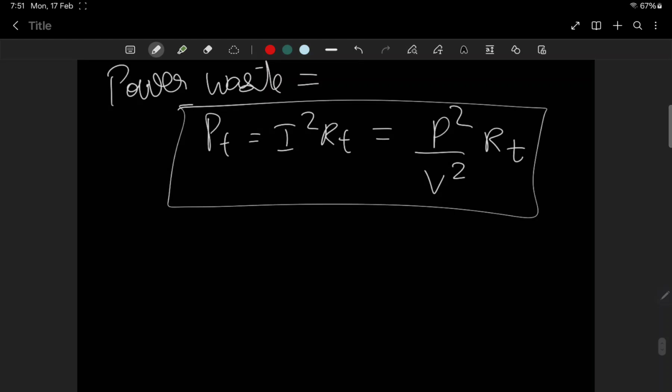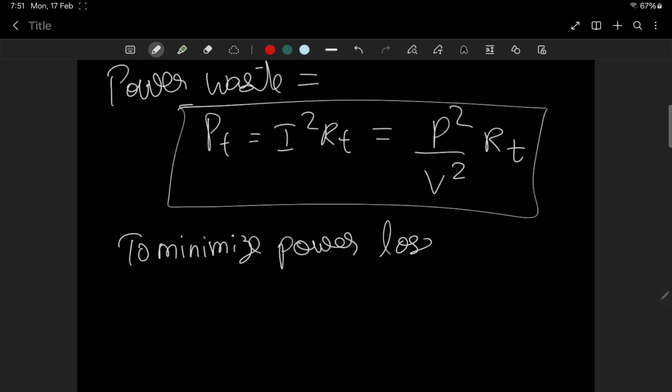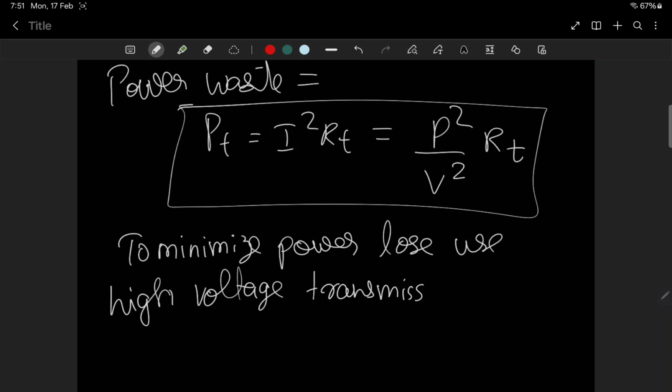So hence, to minimize the power loss, what should we do? We should use high voltage transmission. As voltage increases, power loss decreases. Use high voltage transmission lines. That is why the transmission lines we see are not the normal lines in a home. The big lines that carry a lot of power are high voltage transmission lines. If you stand right below them, you can have many problems in your life. It's not good for us. That's because it's a high voltage transmission line. That's why we use it.